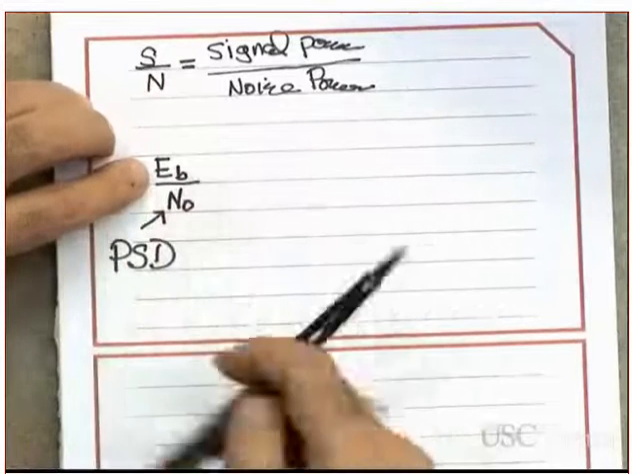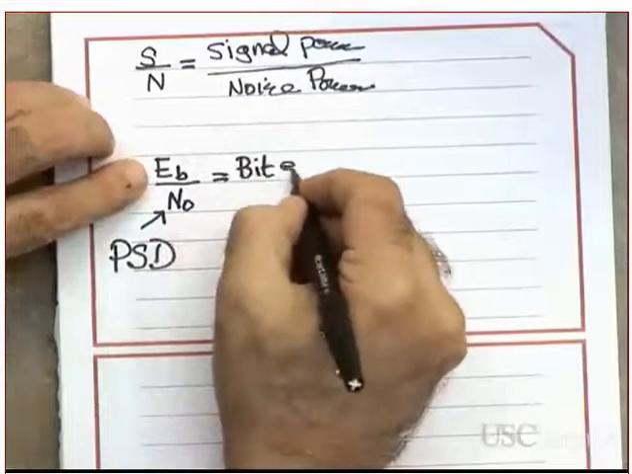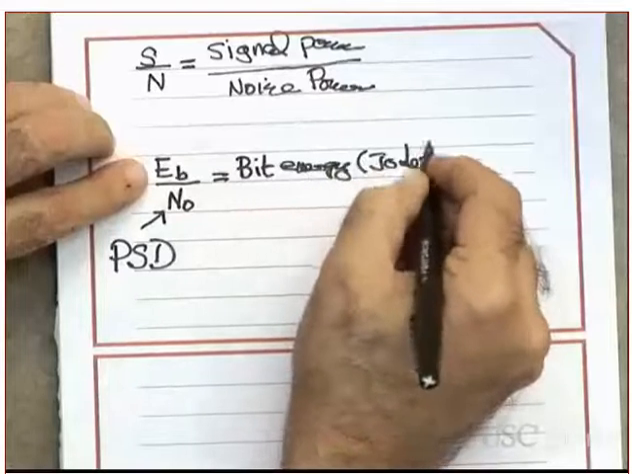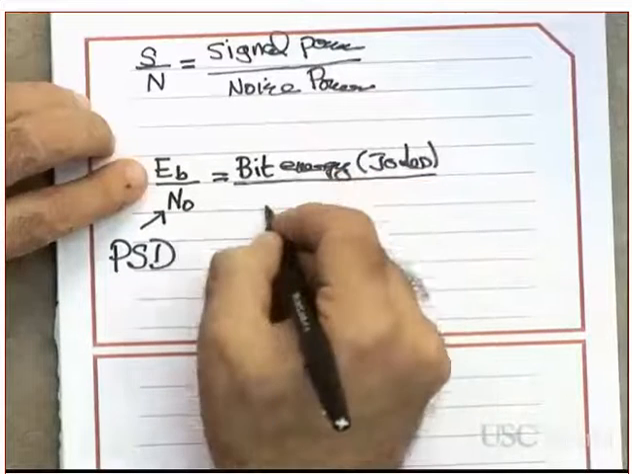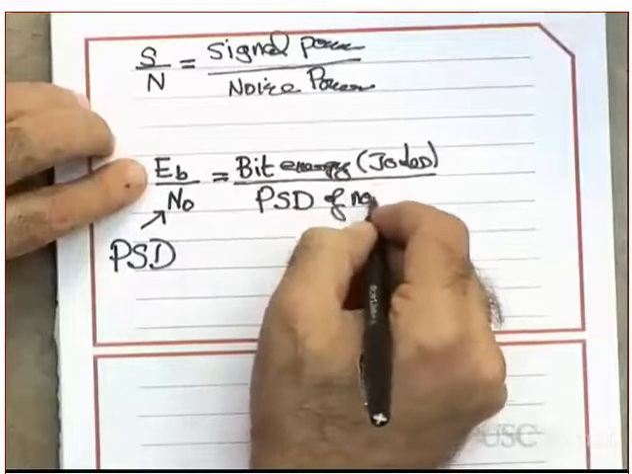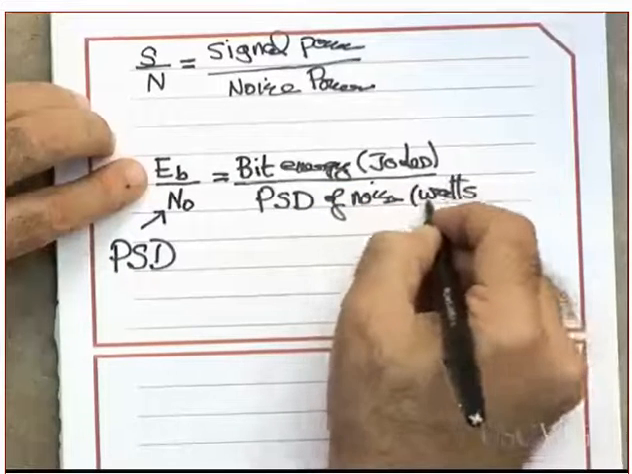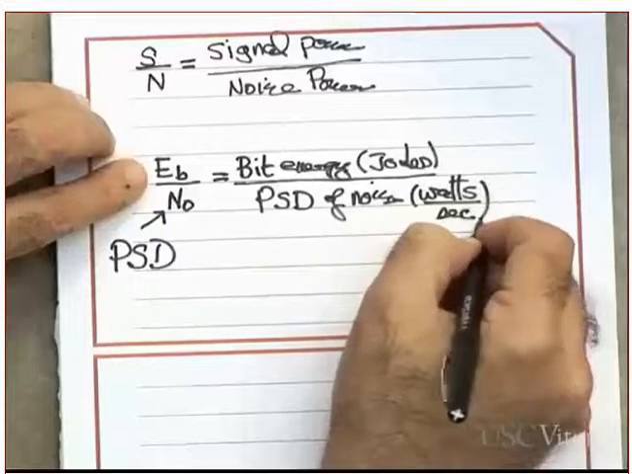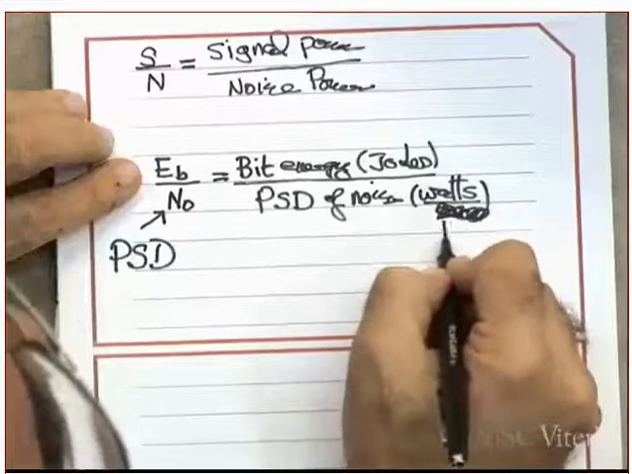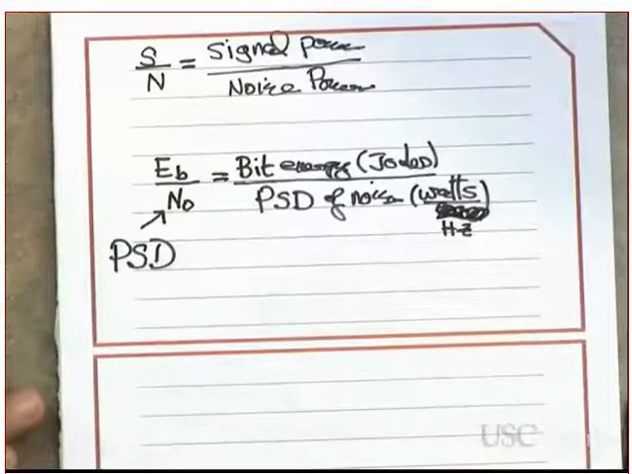Eb is bit energy. This is the bit energy in what units? Joules, divided by the power spectral density of noise, which is in watts per second. No, watts per hertz. I messed up. Did you get this or not?